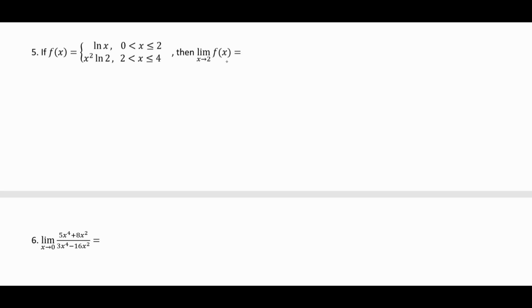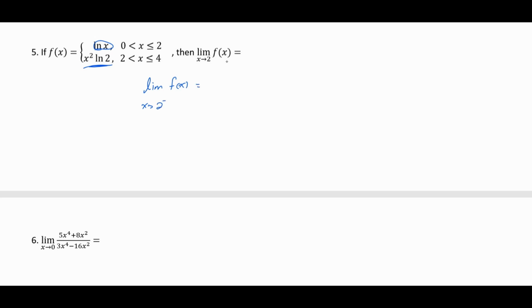Moving on to question 5. If f of x is equal to natural log x from 0 to 2, and it is equal to x squared natural log 2 from 2 to 4, then the limit of f of x as x approaches 2 is going to be equal to what? The limit as x approaches 2, remember, we're going to be needing it from the left side and the right side. So from the left side, we'll be using this first equation, and then from the right side, we'll be using the second equation. So let's figure out what both of those are equal to.